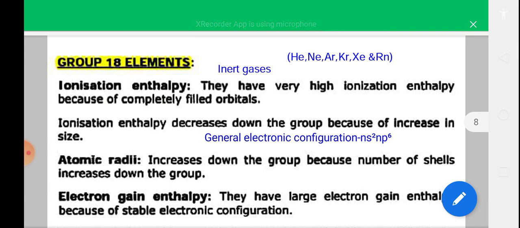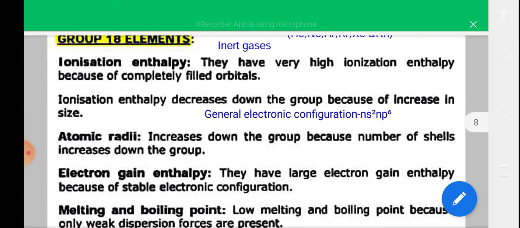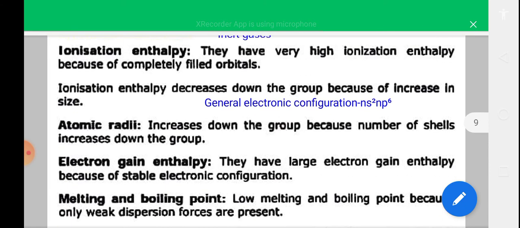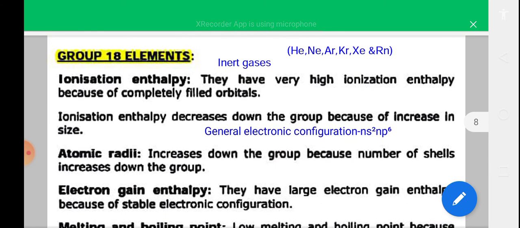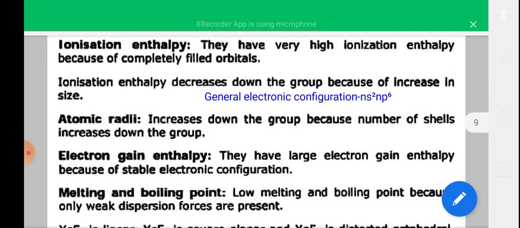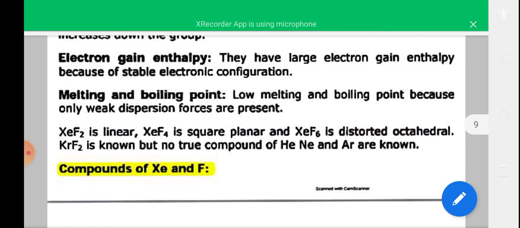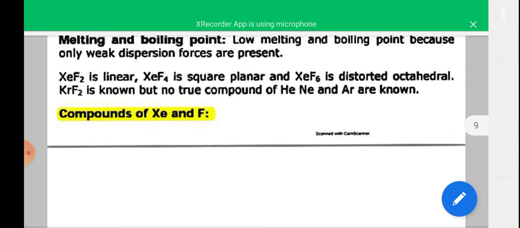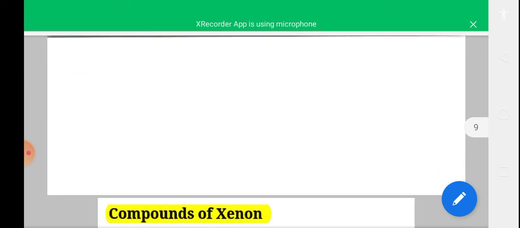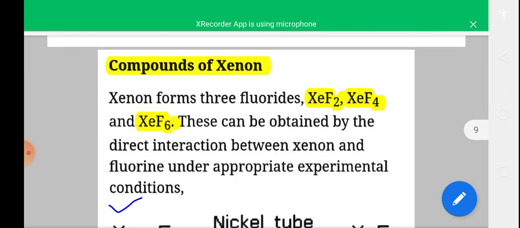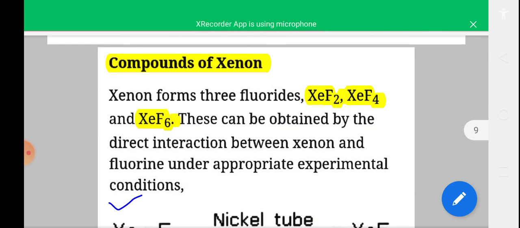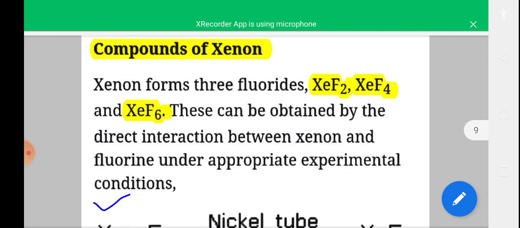Now see the properties of group 18 elements. Ionization enthalpy, you know, is very high because of their stable, filled electronic configuration. Electron gain enthalpy, melting point and boiling point are general properties given. These are not important. Now see the importance of xenon compounds. This is important, you have to read.